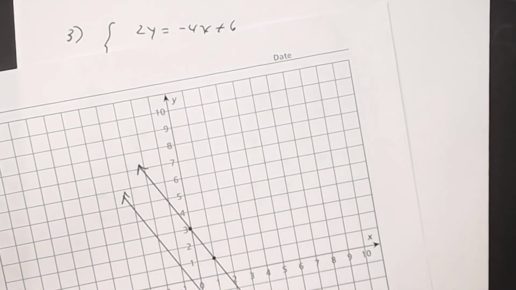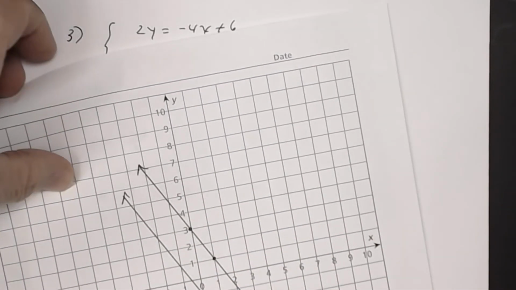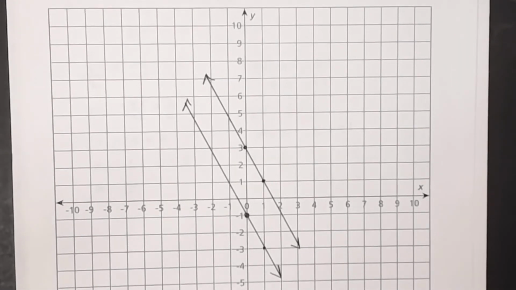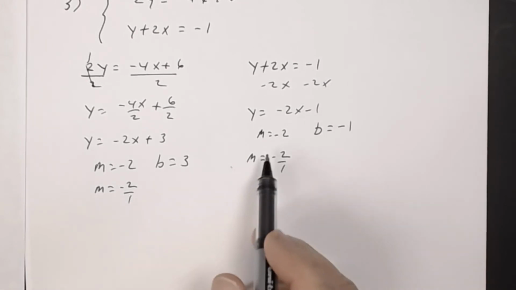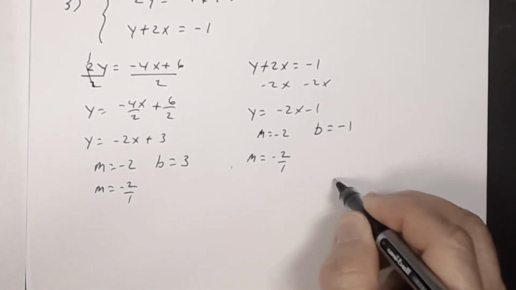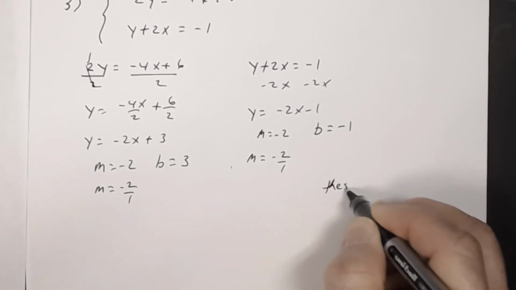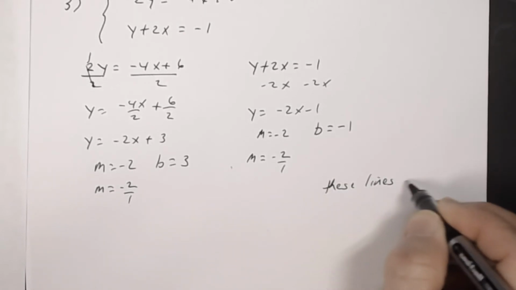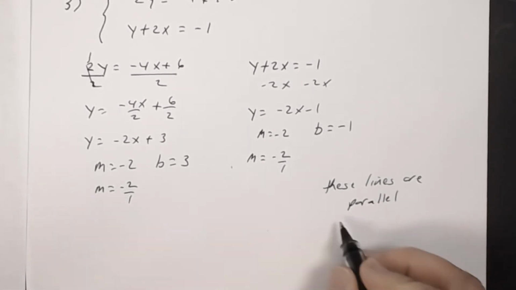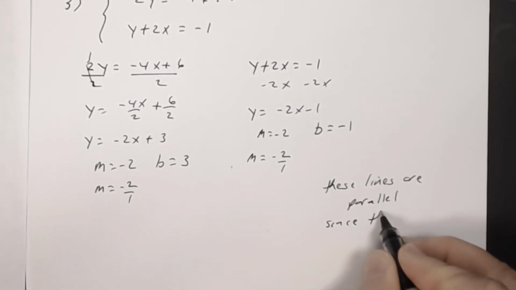So what do you notice about those two lines? Remember, to solve a system by graphing, you're looking for the intersection. Do those two lines intersect? No, they don't intersect. They're in fact parallel, right? And do you remember that if two lines are parallel, the slopes are the same? These lines are parallel since the slopes are the same.